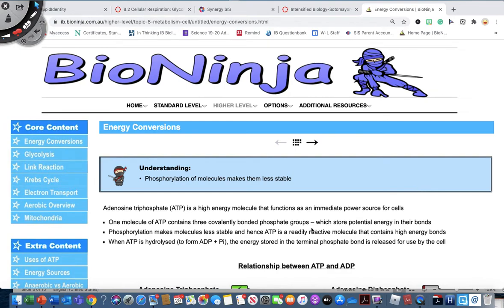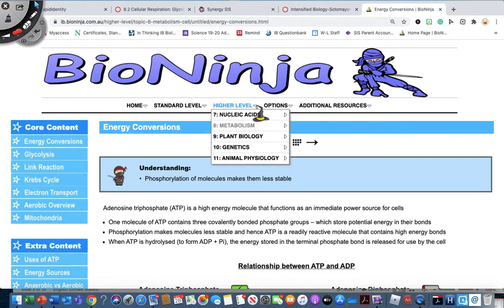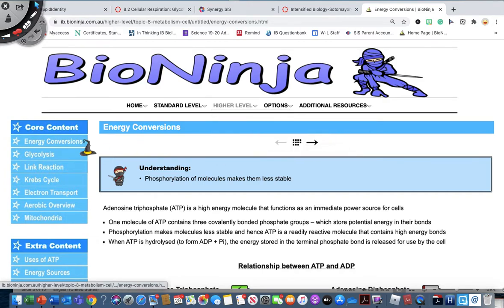Hello, IB Bio students. Today we are going to continue with 8.2, and 8.2 pretty much talks about cellular respiration. So we're going to break down cellular respiration into different core content. So first, it's important for us to understand the energy conversions, what happens to ATP as it's being transferred in a redox reaction.